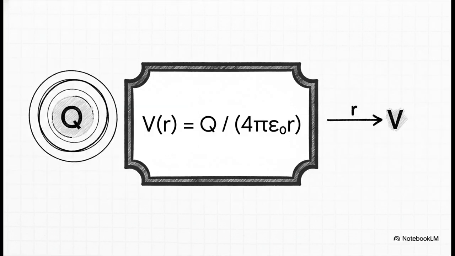And after all that, we get this absolutely beautiful and simple formula. The potential V at a distance r from a charge Q is just Q divided by 4 pi epsilon naught r. That epsilon naught thing, it's just a fundamental constant of the universe, nothing to worry about. This elegant little equation is a real cornerstone of physics.